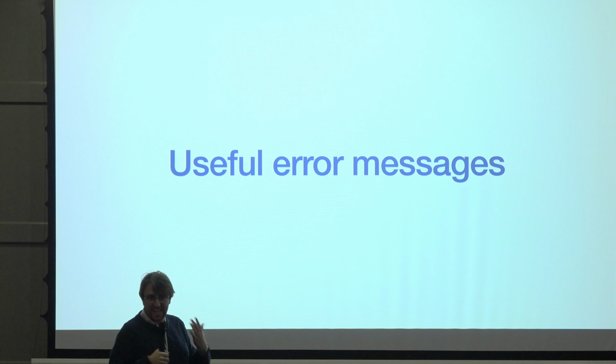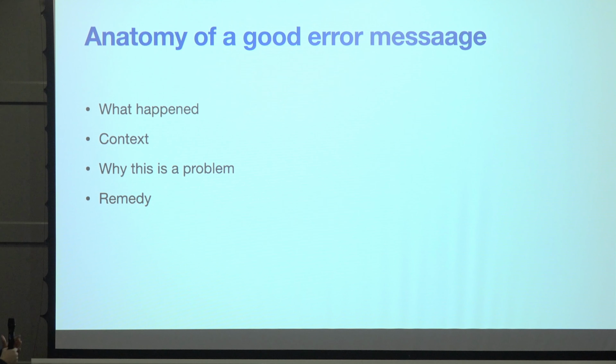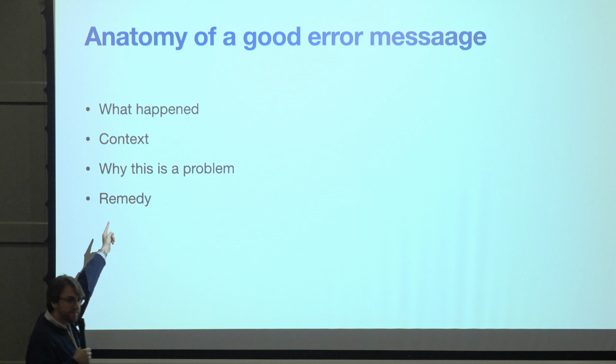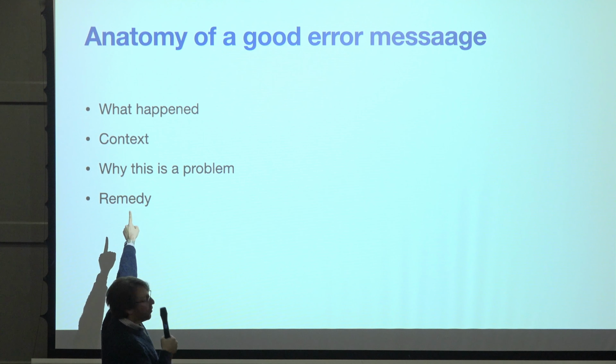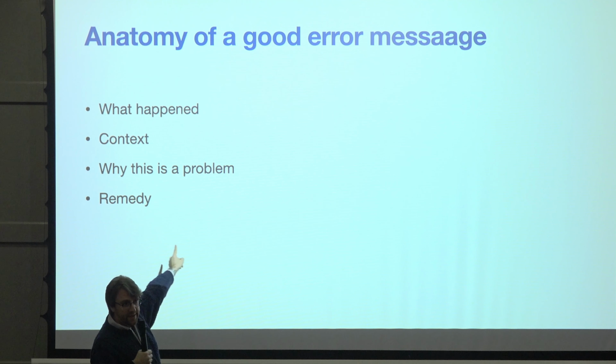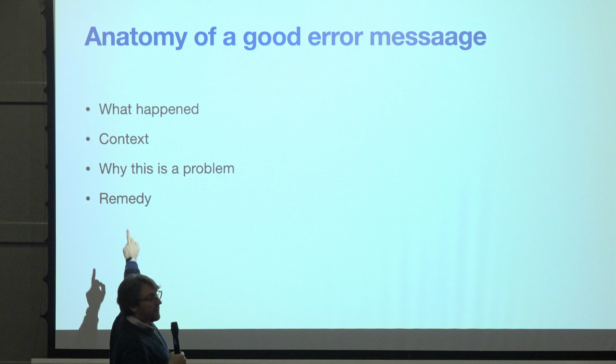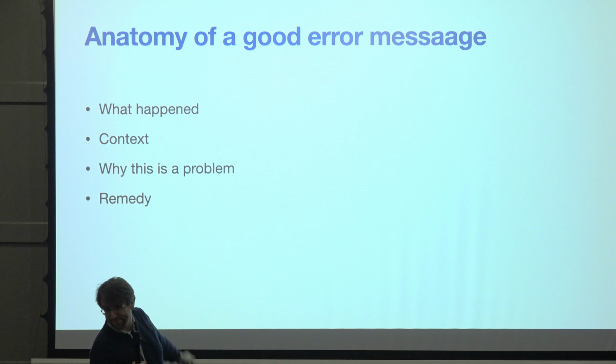So what actually is in a useful error message? Well, we need to convey information. What information do we need to convey? Well, here's what I reckon are the key 4 points. What is it that actually happened here? What's the important context around what happened? Why do we care? Why is it a problem that this happened? And what can we do about it?